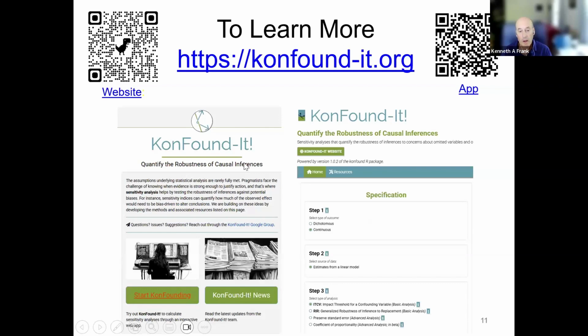It includes a link to the app over on the right-hand side here. The website's up on the left, the app's over on the right. With the app, you just put in the type of analysis you want and a few pieces of conventionally reported quantities, such as an estimated effect, a standard error, and a sample size, and it's able to do the calculations. You can read about news and benchmarking and all sorts of other things at the website.